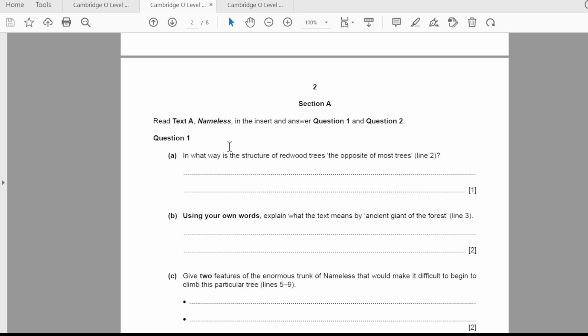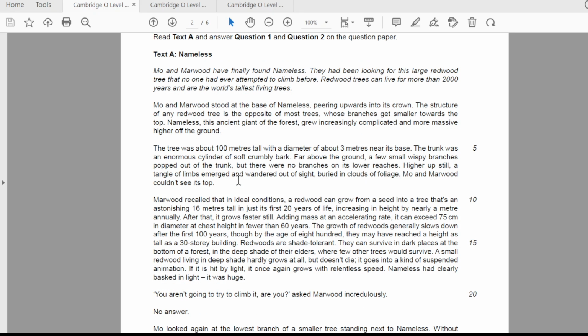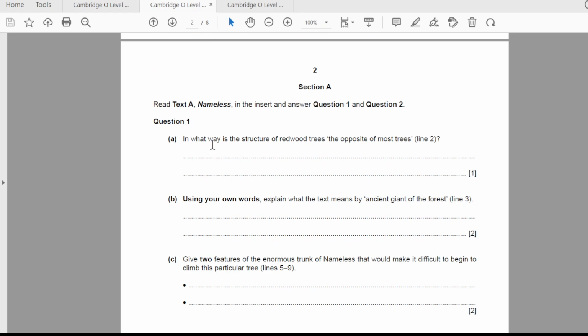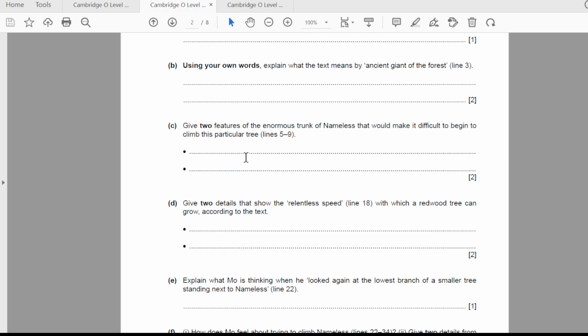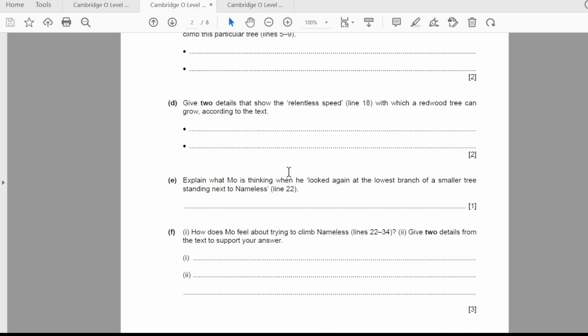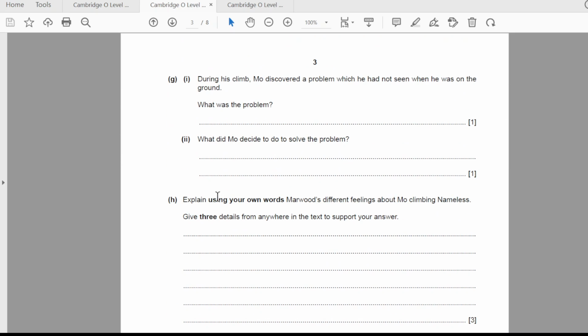Let's take a look at the question itself. We have the insert over here. These are the questions, and as you can see, they are direct questions. So explicit, implicit meaning, using your own words, explain what this term means from the text, give two features, give two details. So these are explicit meaning questions. Using your own words, this is implicit.